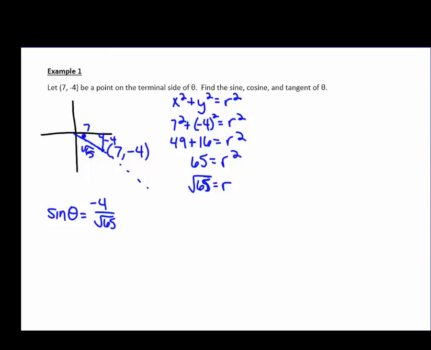Now remember that we cannot leave a radical in the denominator, so we need to rationalize. We're going to multiply by the square root of 65 in the denominator. Remember, whatever we do in the denominator, we have to do to the numerator. And so that leaves us with -4 square root of 65 in the numerator. And when you multiply the square root of 65 times the square root of 65, you're left with 65. So that is our sine value.